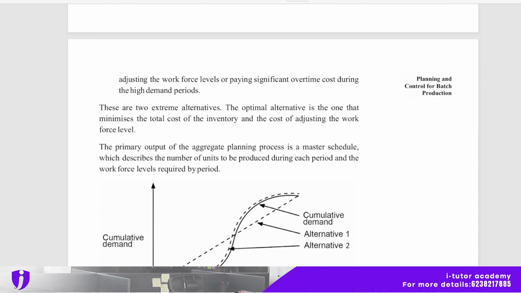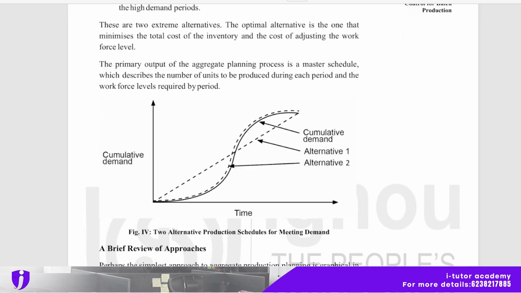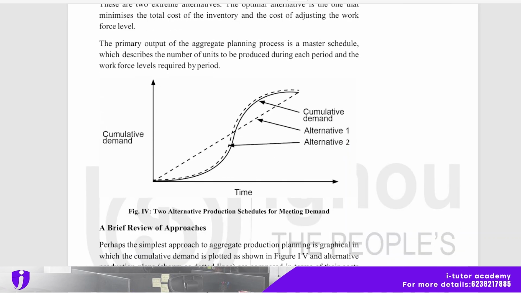The optimal alternative is the one that minimizes the total cost of the inventory and the cost of adjusting the workforce level. And the primary output of the aggregate planning process is a master schedule, which describes the number of units to be produced during each period and the workforce levels required by period. So here is one figure, and that shows two alternative production schedules for meeting demand.